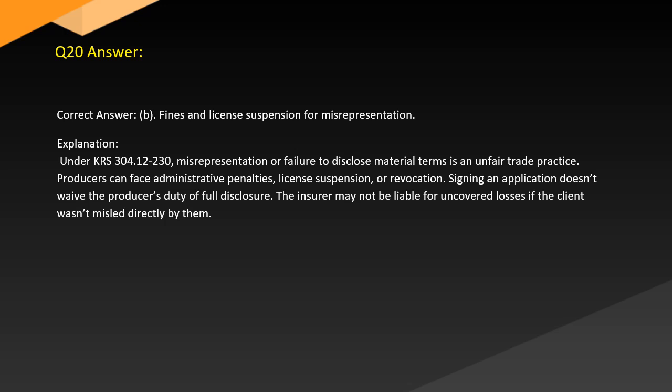Answer. Correct answer B. Fines and license suspension for misrepresentation. Explanation. Under KRS 304.12, misrepresentation or failure to disclose material terms is an unfair trade practice. Producers can face administrative penalties, license suspension, or revocation. Signing an application doesn't waive the producer's duty of full disclosure. The insurer may not be liable for uncovered losses if the client wasn't misled directly by them.